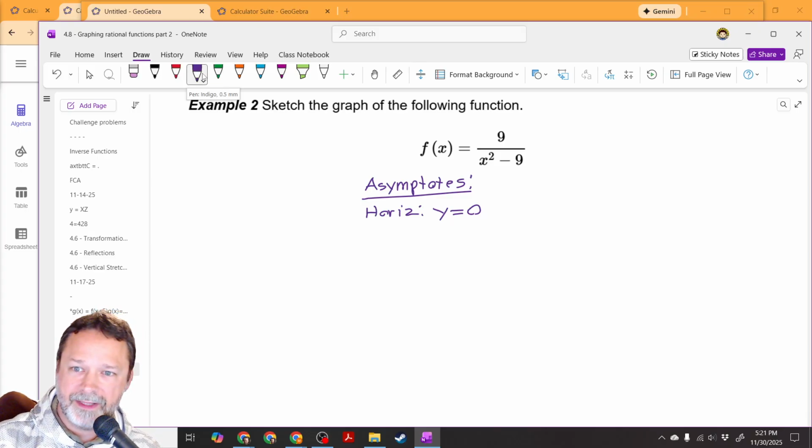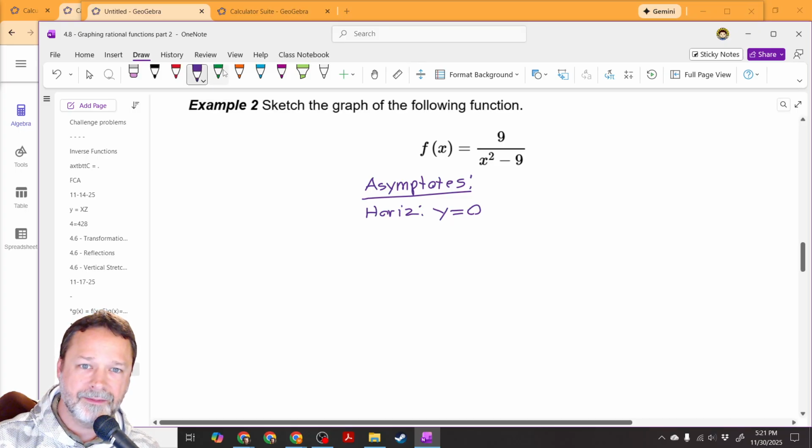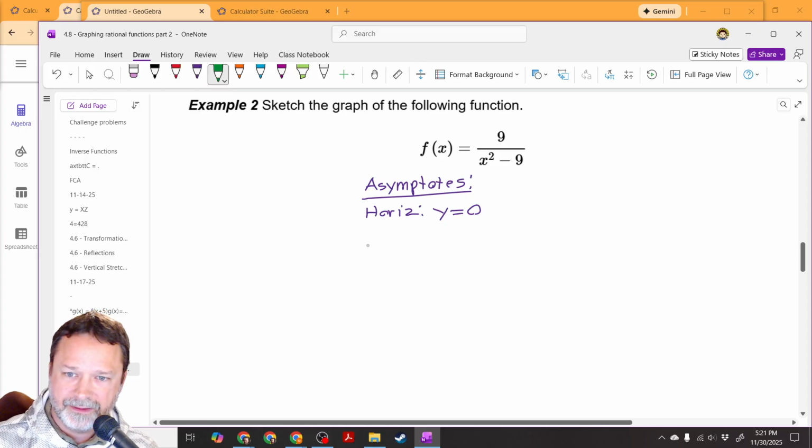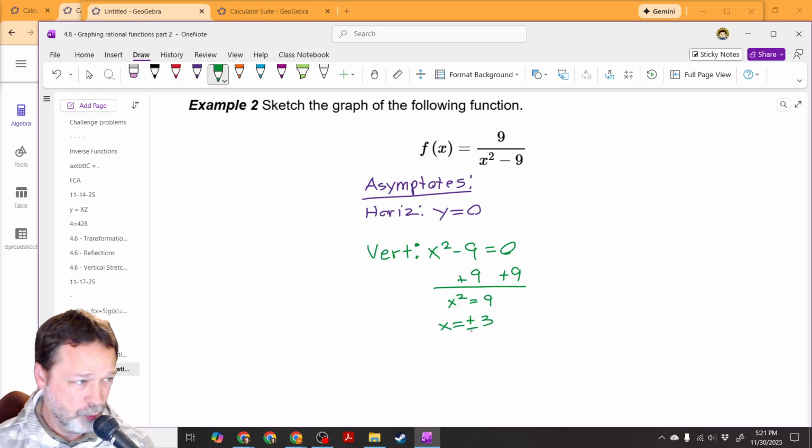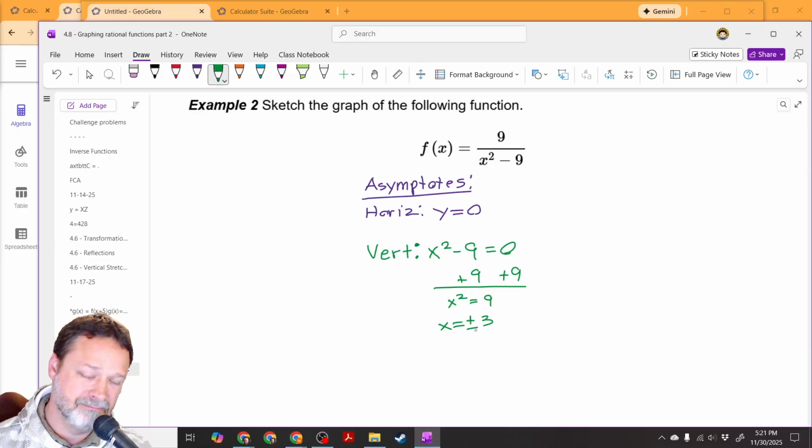Since we're on asymptotes, we found the horizontal asymptote, so let's do the vertical asymptote. So what's the vertical one going to be? How do we find vertical asymptotes? It's where the denominator equals 0. So let x squared minus 9 equals 0. That's super easy. Add 9 to both sides. X squared equals 9. That means x equals plus or minus 3. So we got 2 vertical asymptotes with this guy. All right, good to know.